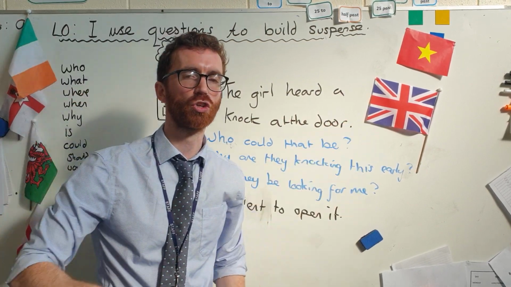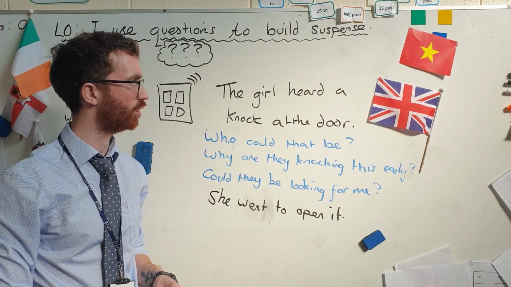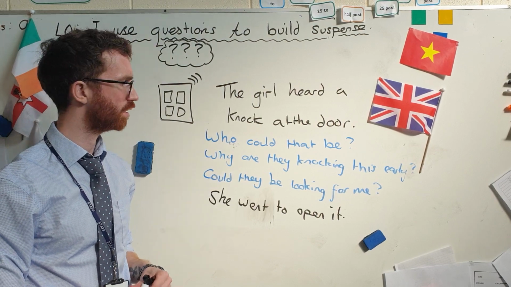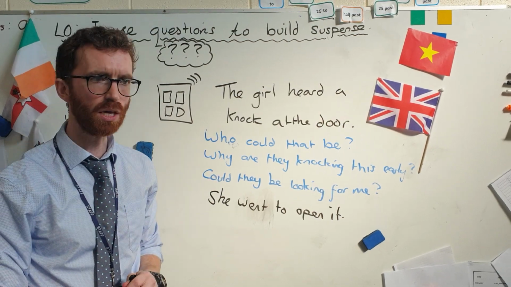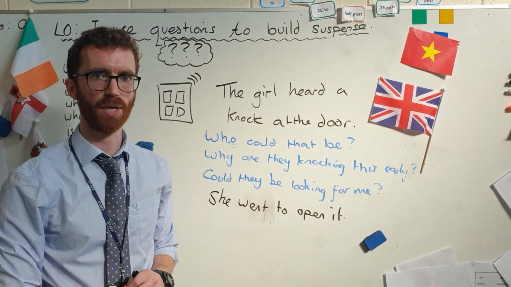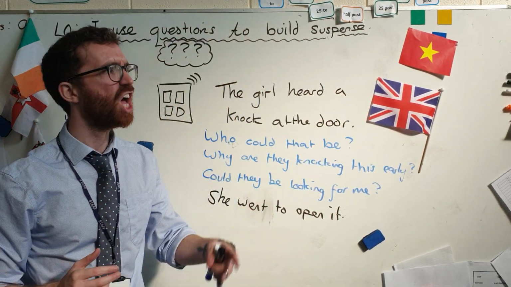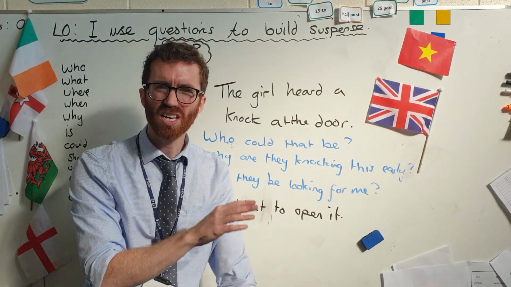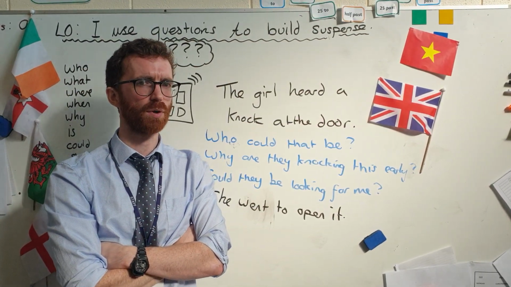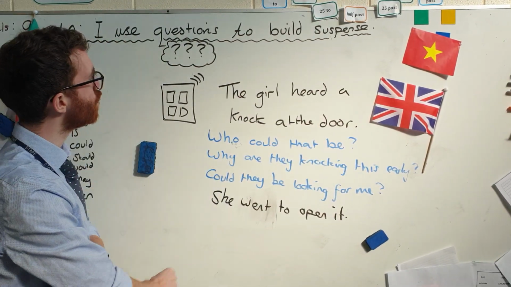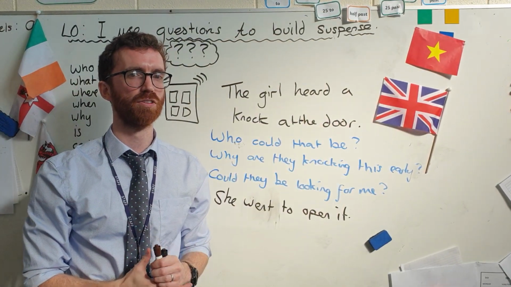It's not just a knock at the door and going and opening it. The girl heard a knock at the door. Who could that be? Why are they knocking at this time, this early? Could they be looking for me? She went to open it. I suddenly feel a little bit scared about her opening it. Earlier, she heard a knock, she opened the door. Now, with all these questions ringing around my head, I'm really wondering what's going on. Can you see how this really simple 3-question technique adds a load more suspense to my story?